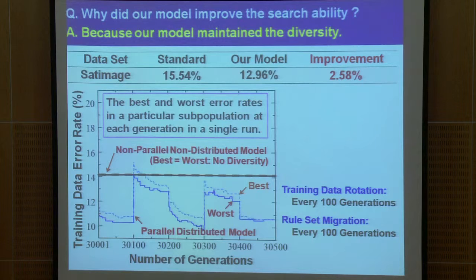And we can observe the range between best result and worst result. Oh, just the opposite. This is the error rate, so the lowest is the best, and the highest is the worst. The highest error rate is in one subpopulation, and the lowest error rate in another subpopulation. So the difference means the diversity. But in the case of a standard model, the best equals the worst, so no diversity. This is maybe the reason why our model improves the search ability.